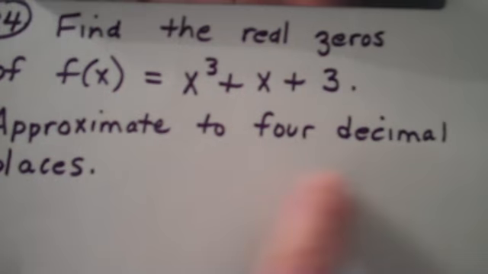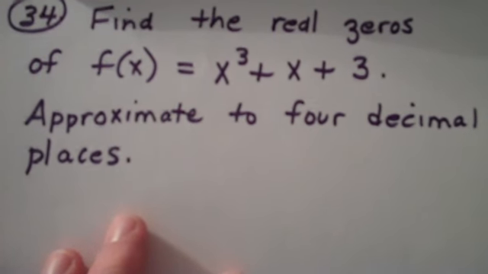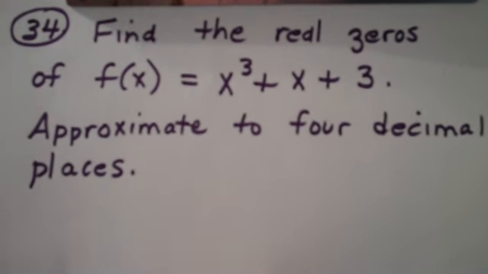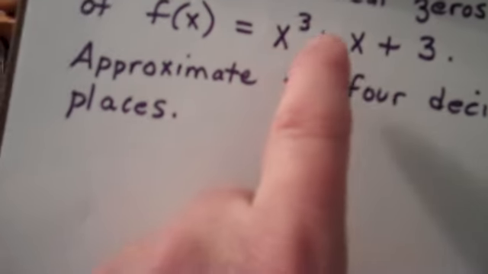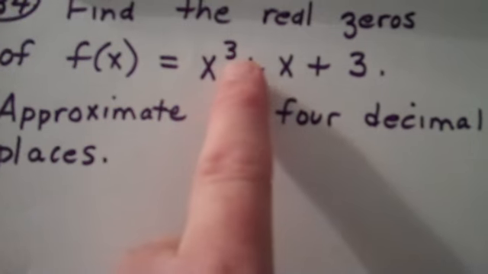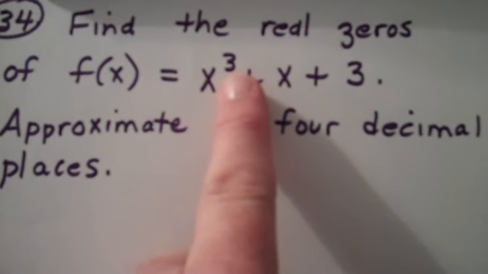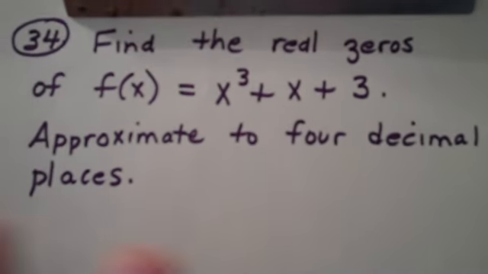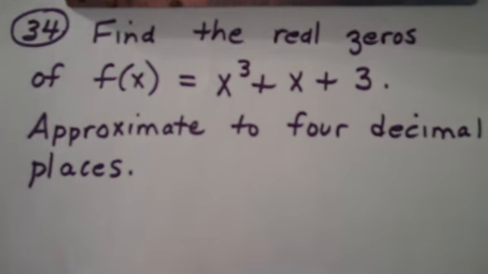The minute you see "approximate your answer to 4 decimal places," you're probably guessing that you need to use your graphing calculator. First of all, using the quadratic formula is not going to work because this is not a quadratic, it's a cubic. So it's a pretty good hint that we need to graph this.